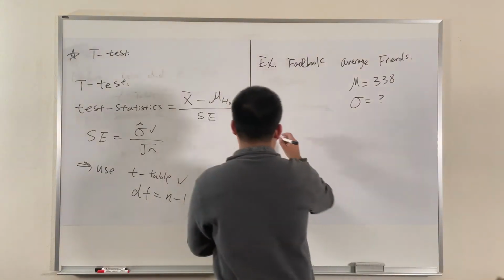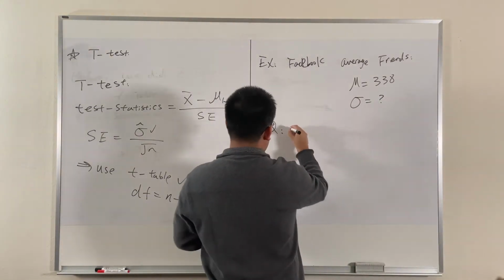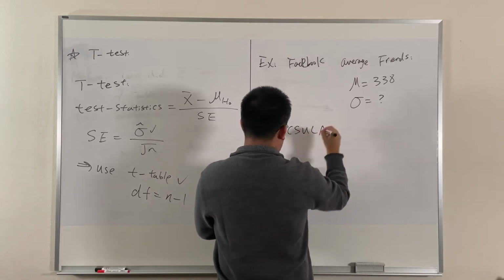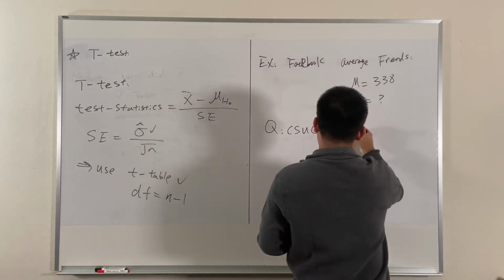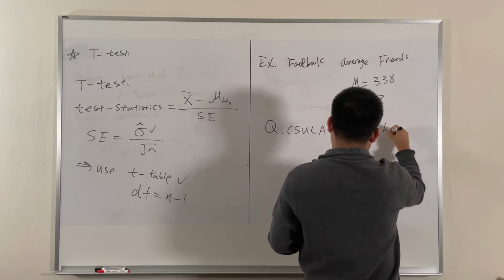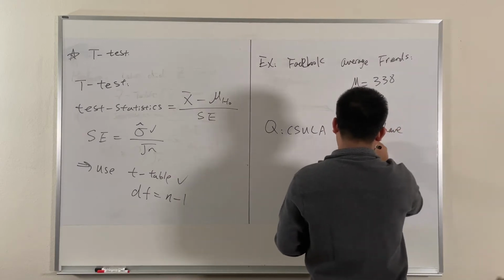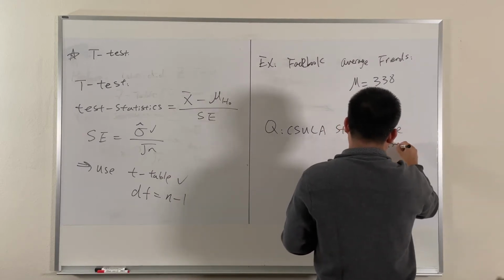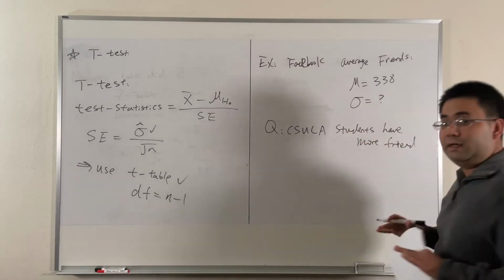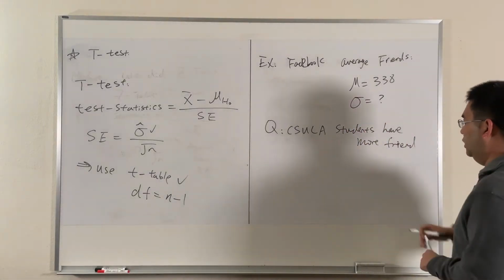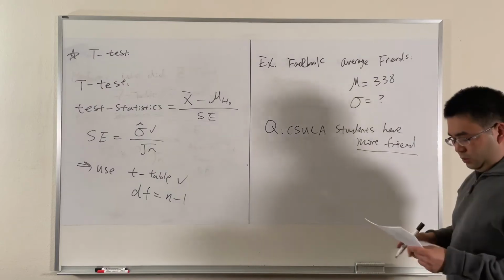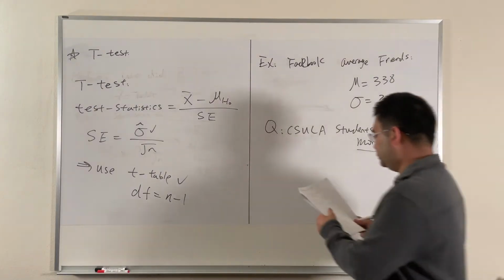So what we want to test is whether Cal State LA students have more friends. Here we are doing a one-sided test because it asks whether they have more friends, so we're doing a one-sided test.